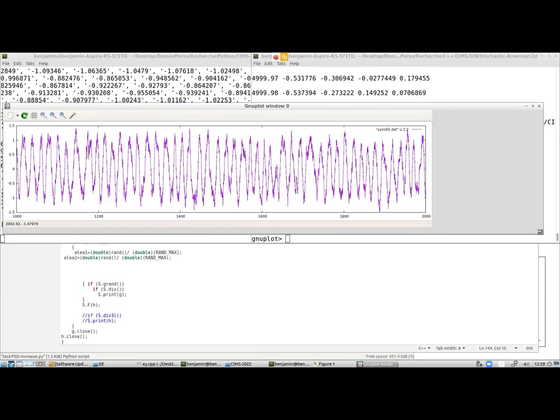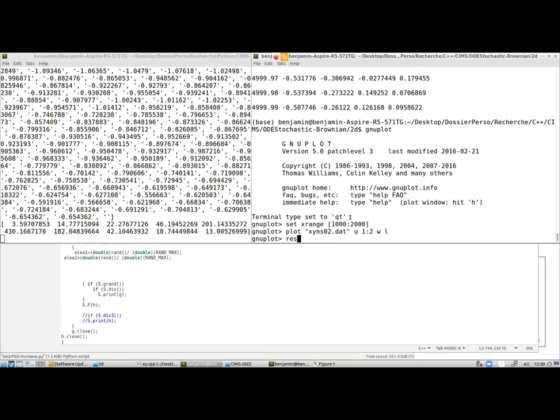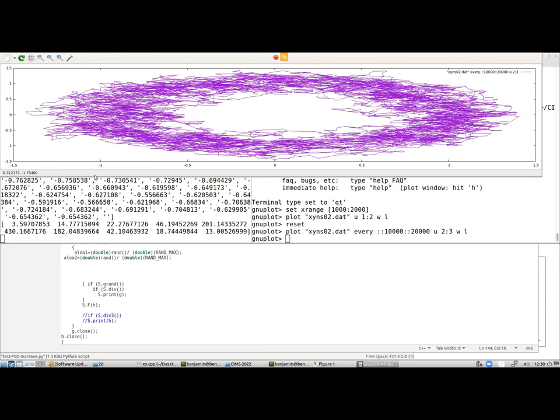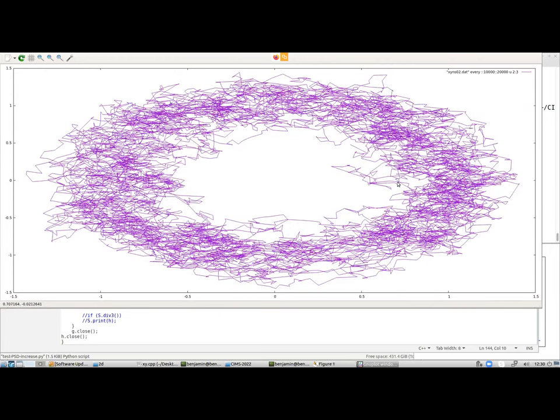But in comparison with what we look for, it's too much periodic. Okay, and also the amplitude is always almost the same. Okay, so we can have a look also in the X and Y at the same time. Let's do that. All right, so that's in the XY variable. Okay, so this is our solution of our SDE.